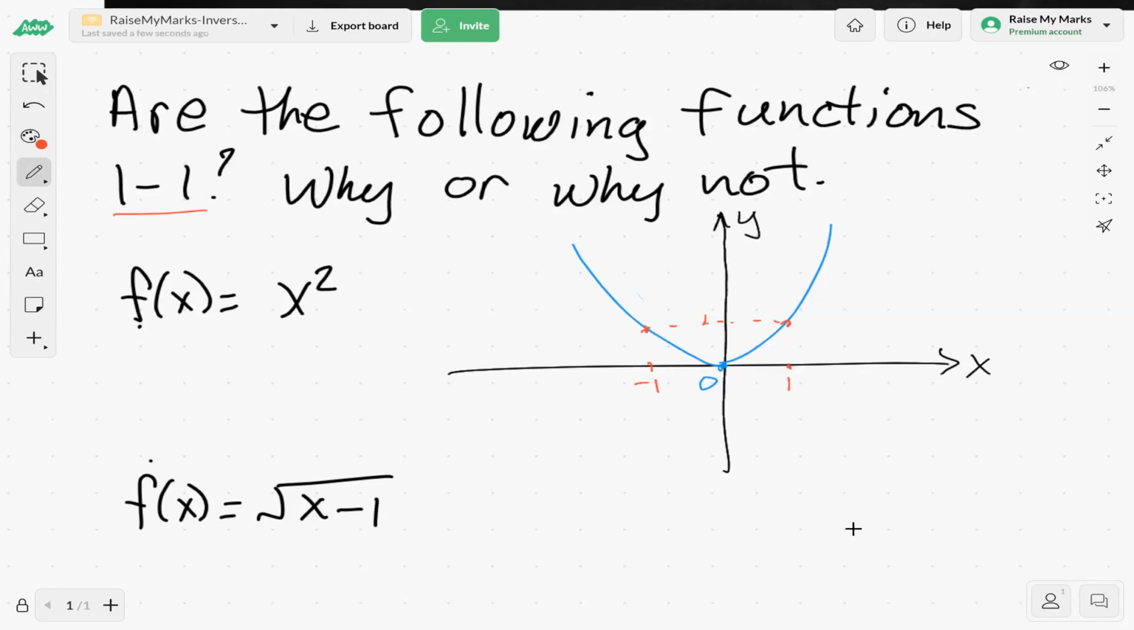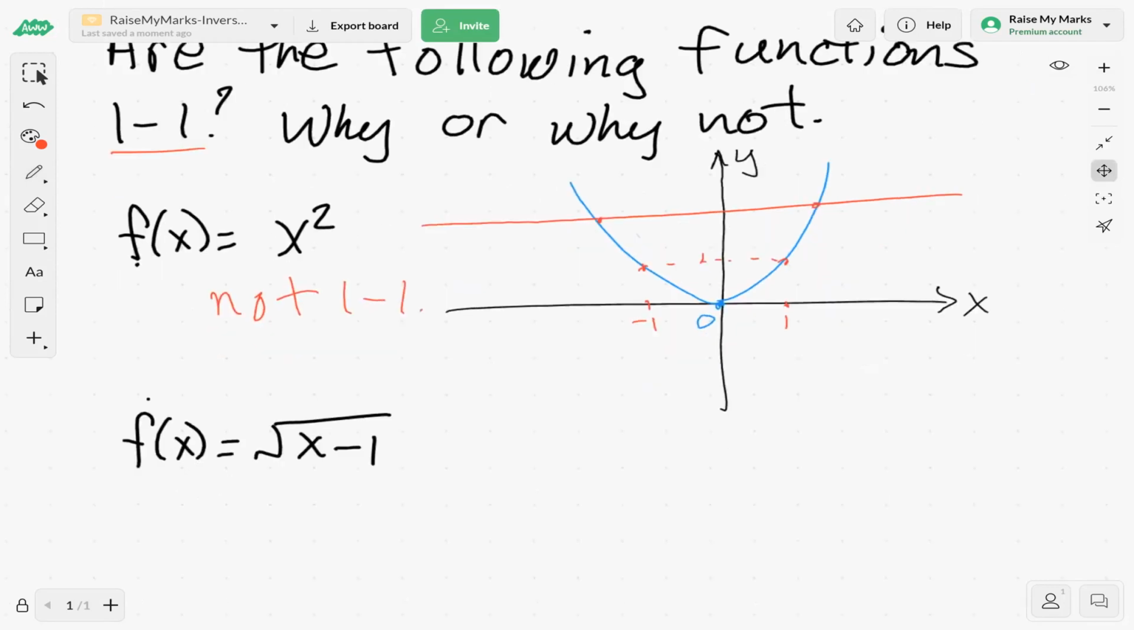Another way of determining if a function is one-to-one is to look at the horizontal line test. The horizontal line test tells us that if we draw a horizontal line through our function at any particular point, it only intersects the function once. So here we drew this red line through our graph. It intersects the blue curve, the graph of our function, twice. Our function is not one-to-one. So this function is not one-to-one.